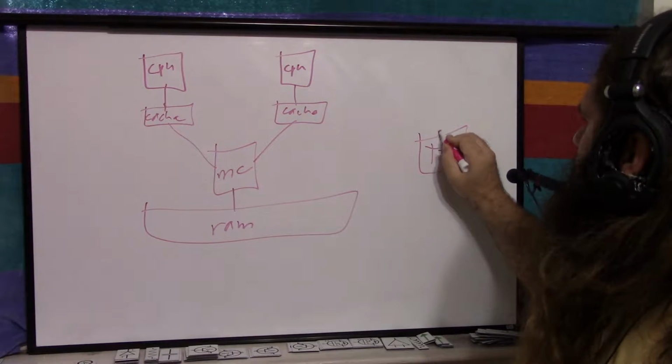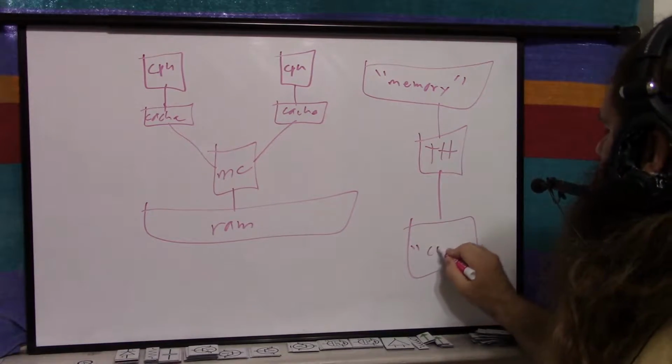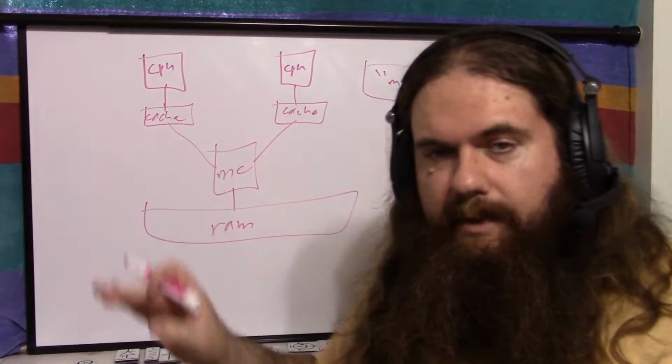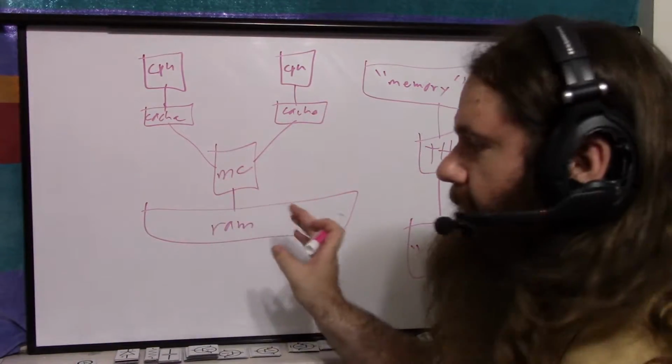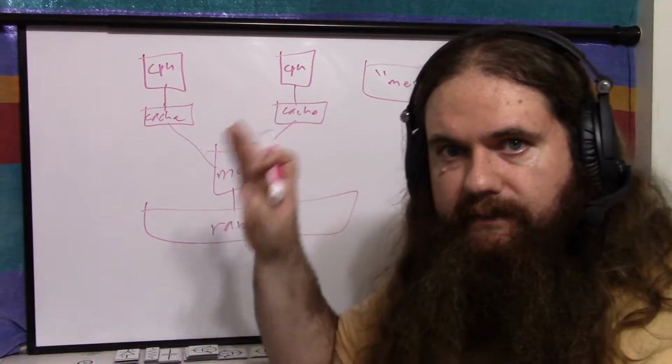You have a thread. Here's a thread. It's got memory. I'm going to put it in quotes. Quote, memory. And over here, quote, CPU. The thread can be put on this CPU, it can be put to sleep, it can be put on this CPU. It can have its RAM here, or all three at once. The operating system, the CPU, all of that manages it.